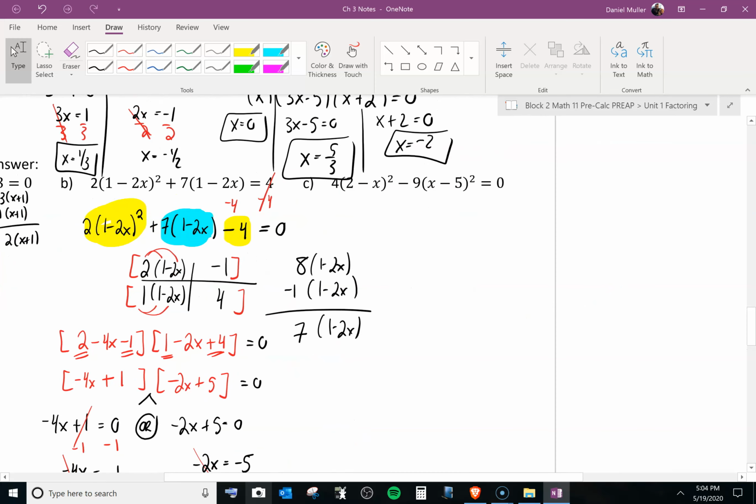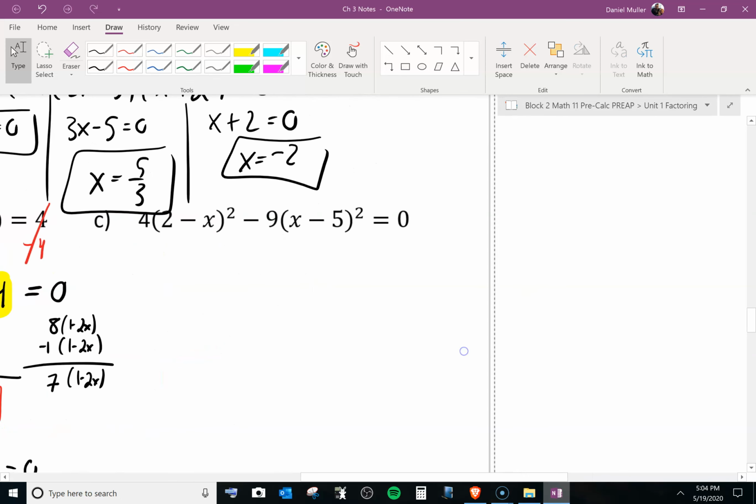Okay, so I'm going to have to just shrink this. Put it over here. It's going to be quite messy, but that's just the way it is.